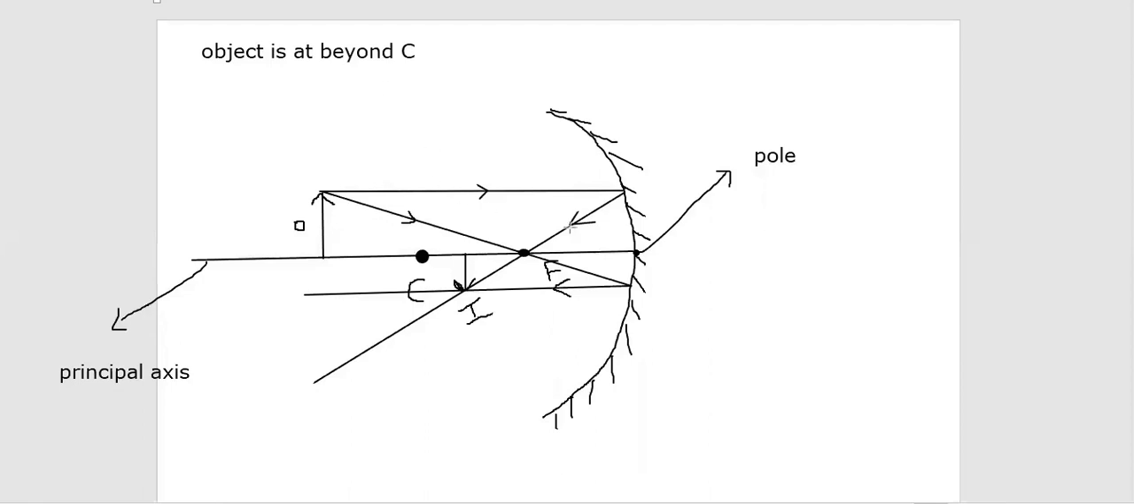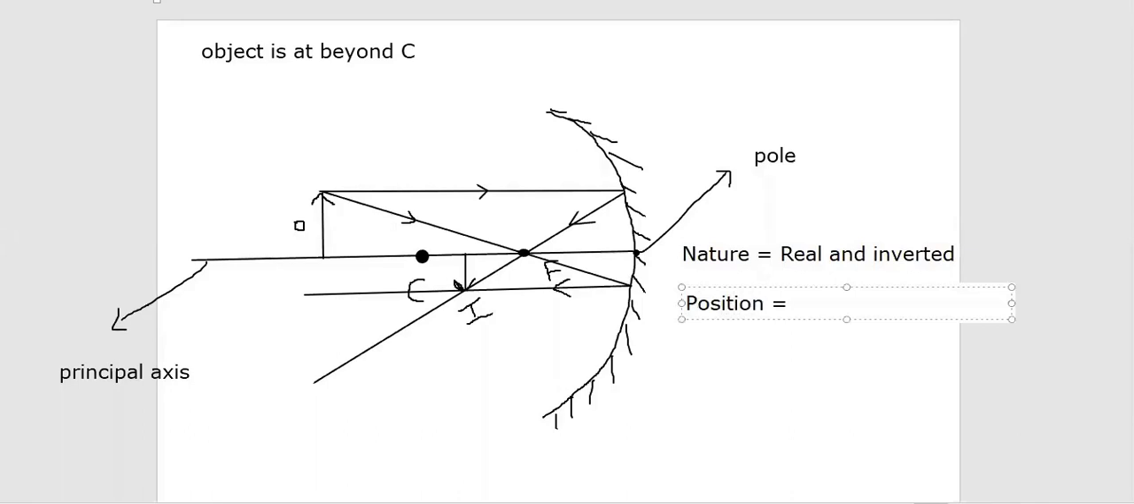If an object is beyond C, now we will be learning the nature of the image. What will be the nature of the image? As you can see, the image is inverted. We can write here real and inverted. Okay, nature of the image is real and inverted. Remember this one.